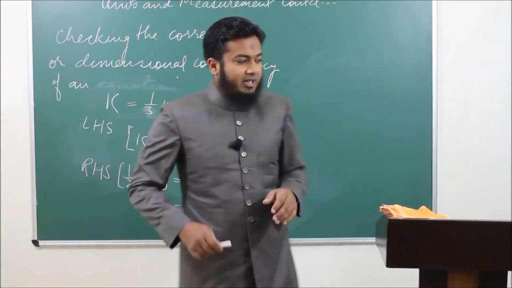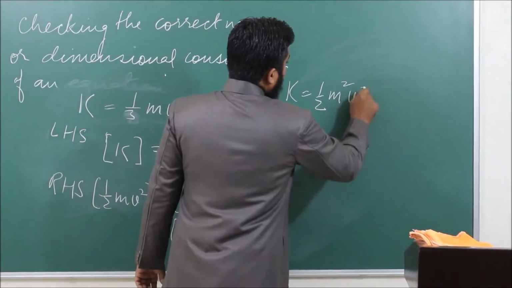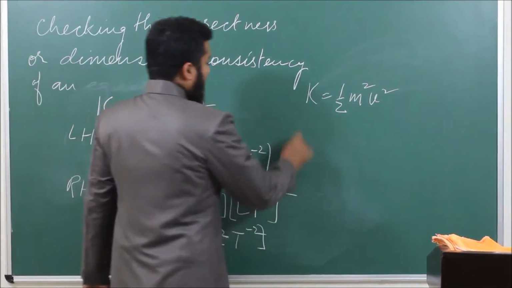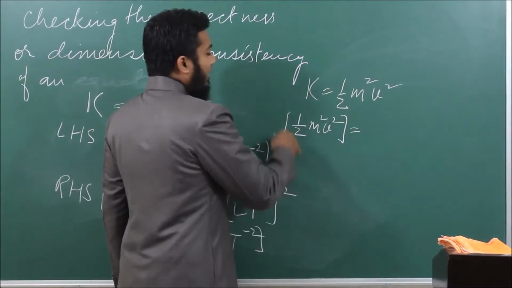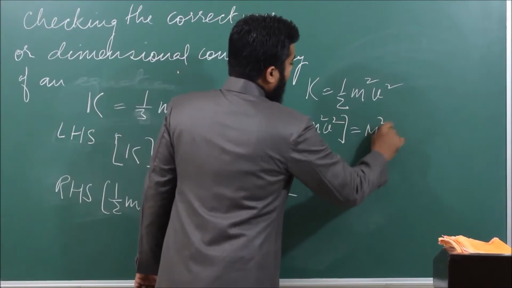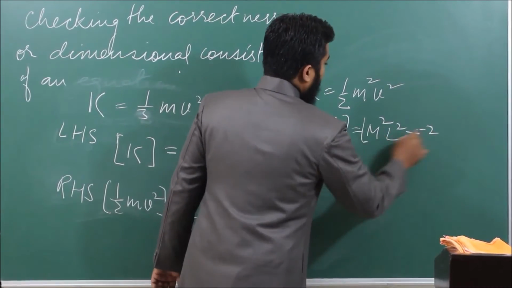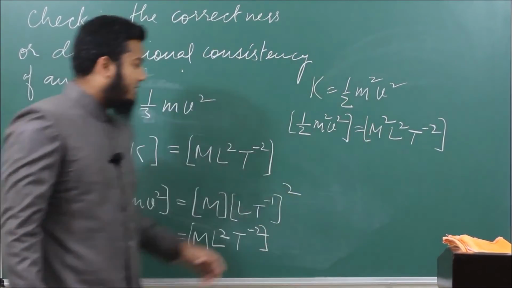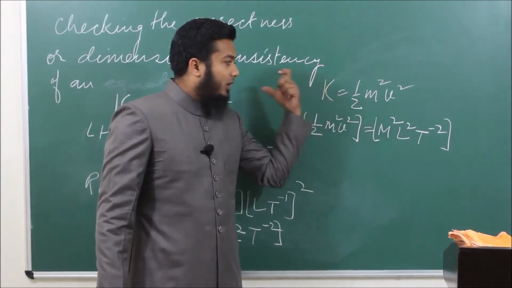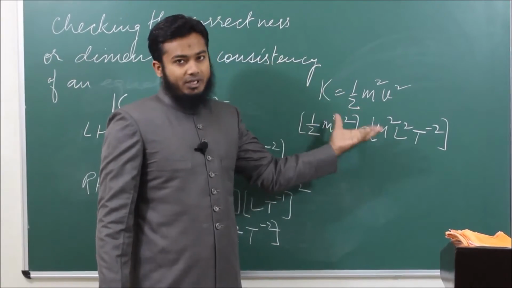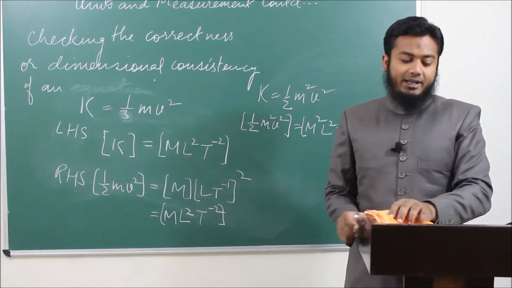But if I say that the same kinetic energy formula is written as half m square and v square, then the right hand dimensions will be half m square v square. This will be, half will have no role, m squared and speed squared. So speed squared will be L square and t minus 2. So you can clearly see that this is not the same as the dimensions on the left hand side. Now this formula is dimensionally incorrect, and you can see that it is also actually incorrect. So if a formula is dimensionally incorrect, inconsistent, it is actually incorrect.